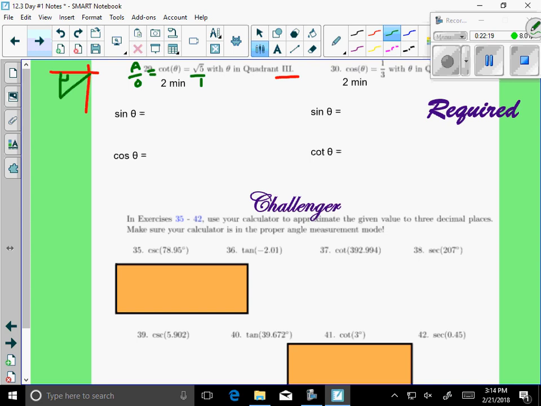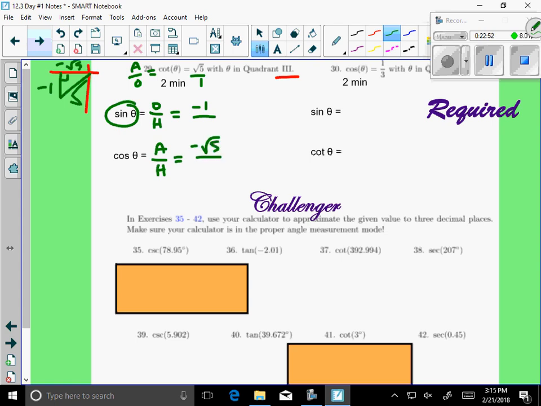Adjacent is root 5, and opposite is 1. Now hold on, this is in the third quadrant, so these should both be negative, right? How come that doesn't show up? Because when you take negative over negative, you get a positive. Now what I want to do, though, is find the hypotenuse, because I need sine, and sine is opposite over hypotenuse. So the one thing I do know is that this will be negative 1 over something, and the cosine, which is adjacent over hypotenuse, will be negative root 5 over something.